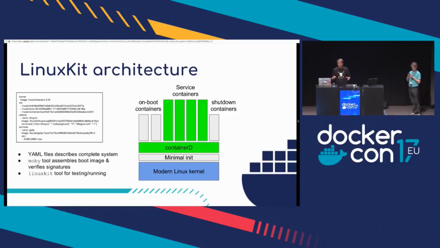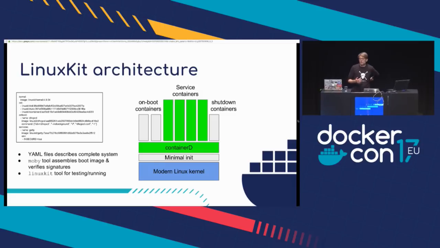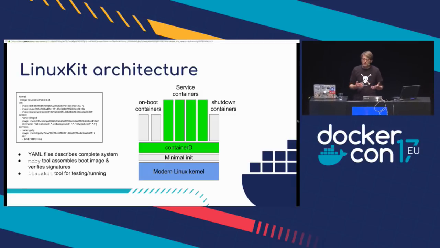We use very modern Linux kernels, so we typically track the latest stable releases of the Linux kernel. Our default kernel is always the latest long-term stable supported kernel, which is currently 4.9. On top of the kernel, there's a minimal init process, and all the init process does is start containers using containerd. There are 3 types of containers which start. There are on-boot containers, which are executed when the system boots up, and you use them, for example, to set sysctl settings for the kernel, etc.